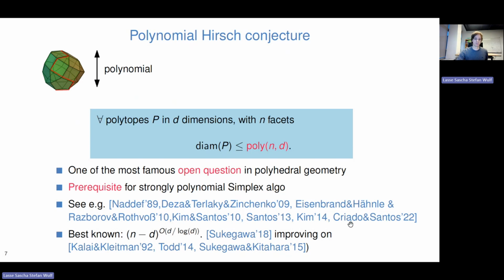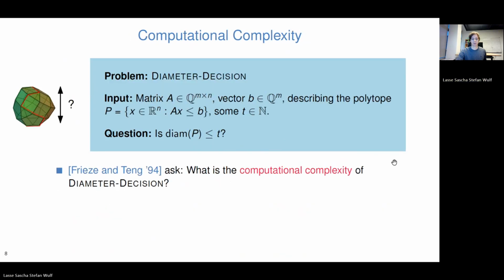The best known bound that is known today is an expression of the form n minus d to the order of d divided by log d by Sukegawa, improving on earlier results. But this is not the main topic of today's talk. But what is actually the topic of today's talk is also a very intriguing problem, because this Hirsch conjecture is asked about the diameter of a polytope, right?